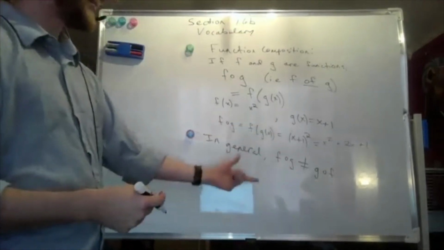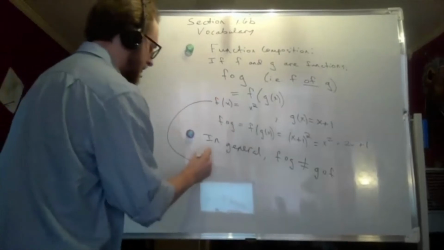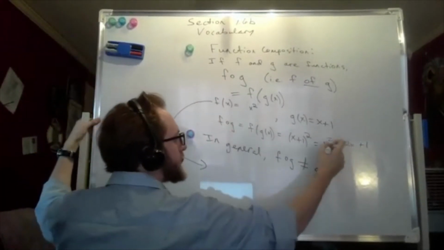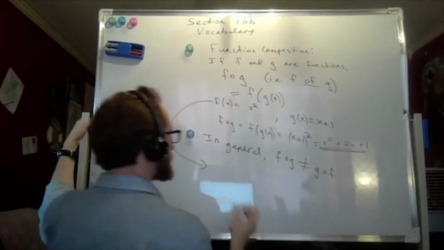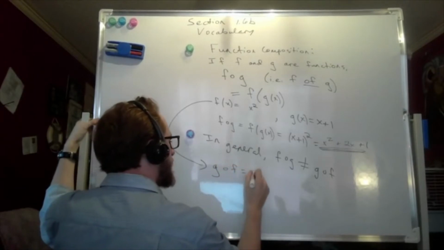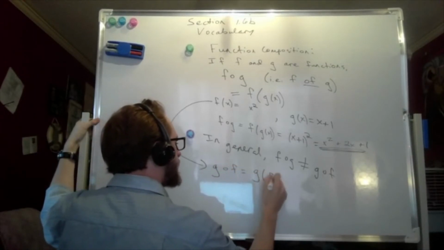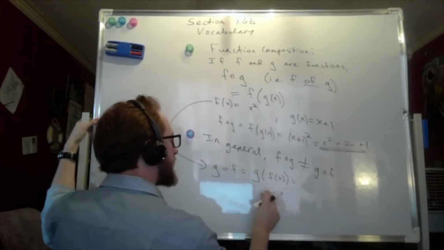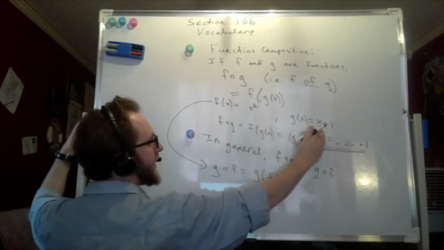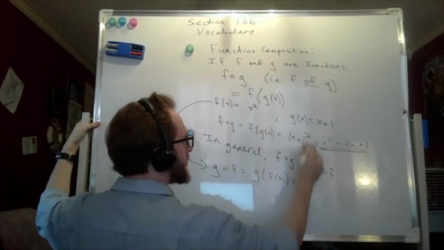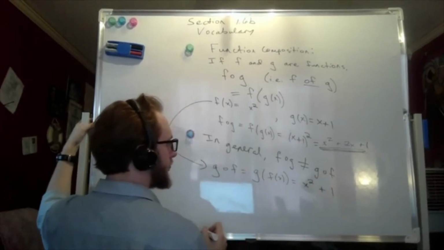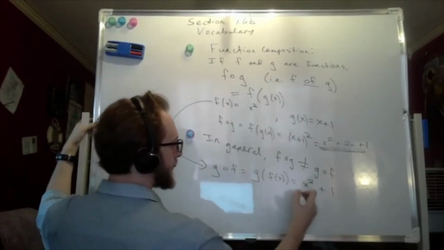And our previous example here actually is a good example of this. So we have f composed with g written out over here. If instead we try to calculate g composed with f, then this is g of f of x. Now f of x is x squared, so we're going to plug that in wherever we see an x in g. So then g of f of x is equal to x squared plus 1.